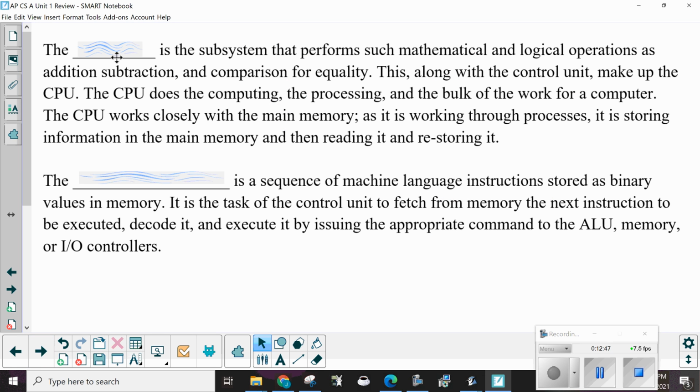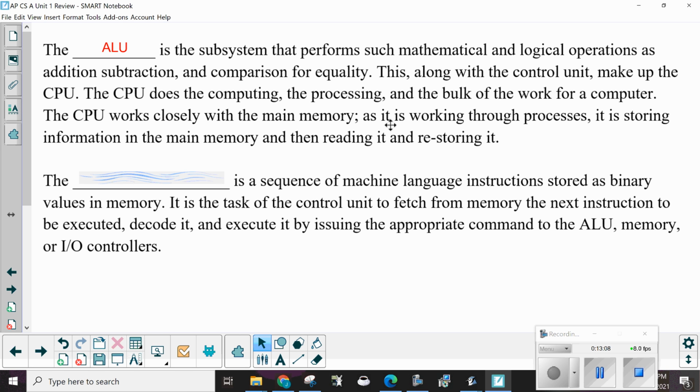Now, the ALU is the subsystem that performs mathematical and logical operations such as addition, subtraction, and comparison for equality. This, along with the control unit, makes up the CPU. The CPU does the computing, the processing, and the bulk of the work for a computer.